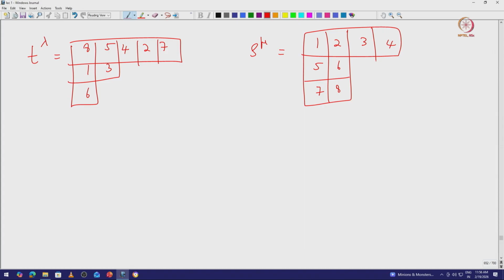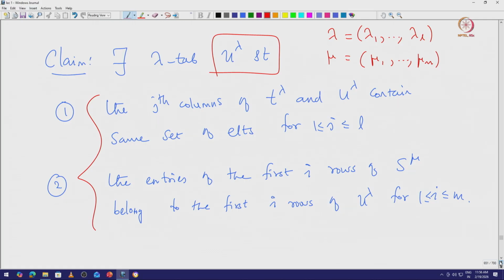Now what do we want to do? We want to obtain this U lambda, and note that U lambda should be obtained from T lambda by permuting each column, and then we should make sure that the entries of the first i rows of S mu belong to the first i rows of U lambda. That is what we want to make sure. So, as step 1, we can consider the element appearing in the first row of S mu and identify that element in T lambda.